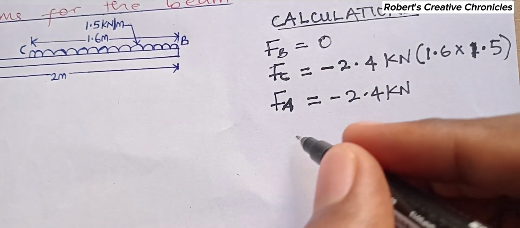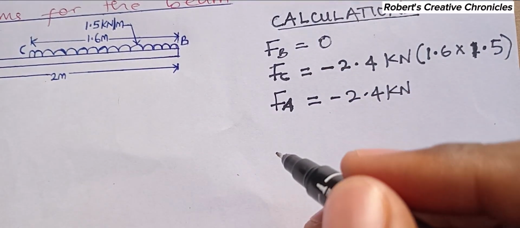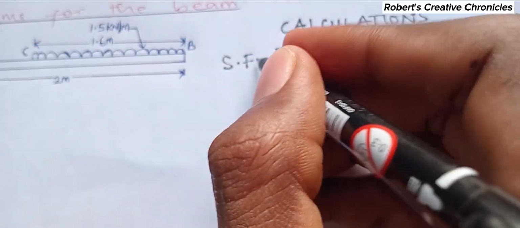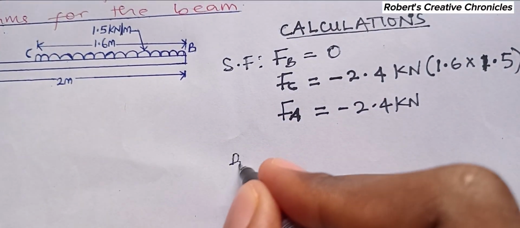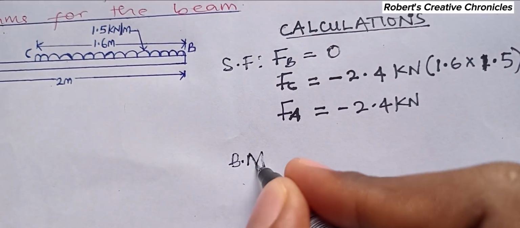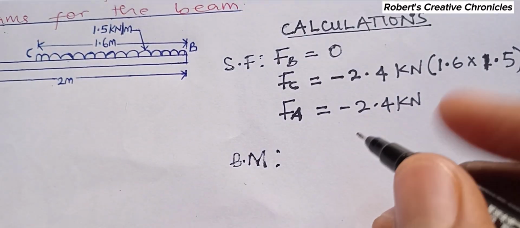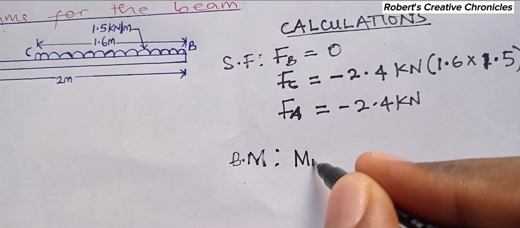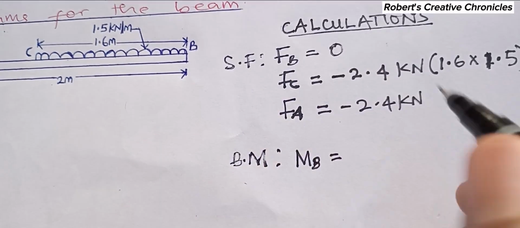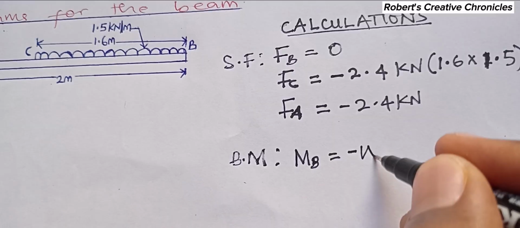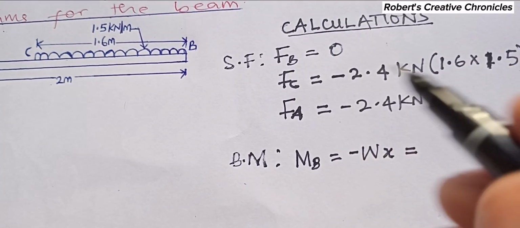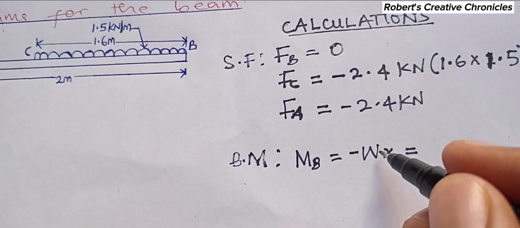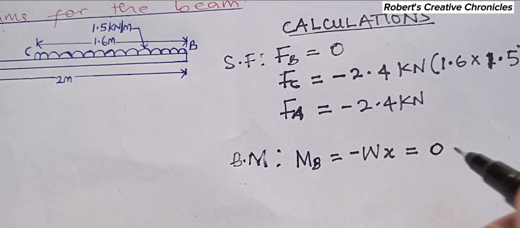Hence, now let's move to the bending moment calculation. This is the shear force calculation. Let me write it. Shear force. Now the bending moment. The bending moment at P is 0. It's negative Wx, and there's no force acting at this point. So W is 0, the distance is also 0, so everything here is 0.